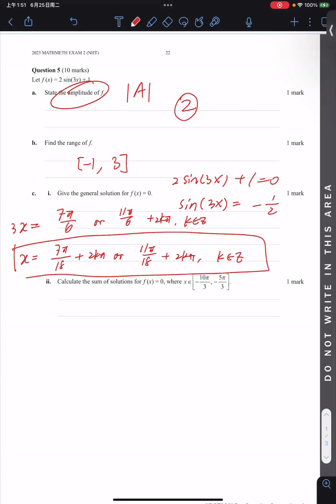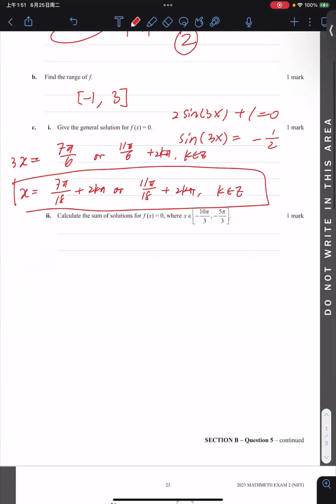All right, most of the time, you always have two general solutions for sine or cosine. Second part: calculate the sum of the solutions for f(x) equal to 0 where x belongs to -10 pi over 3 to -5 pi over 3. Now, this question is looking for the sum of the solutions.